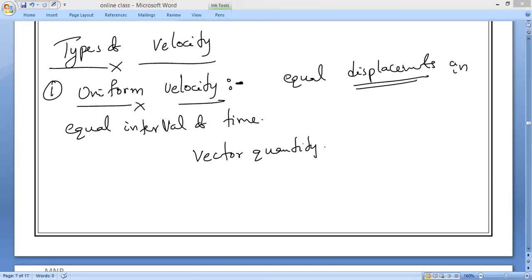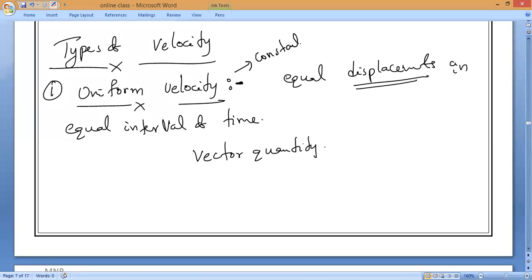Is it okay, guys? Yes, please respond. Do you understand this uniform velocity? We can also call it constant velocity. Constant velocity is also called uniform velocity. Remember that. So constant velocity or uniform velocity, both are the same.